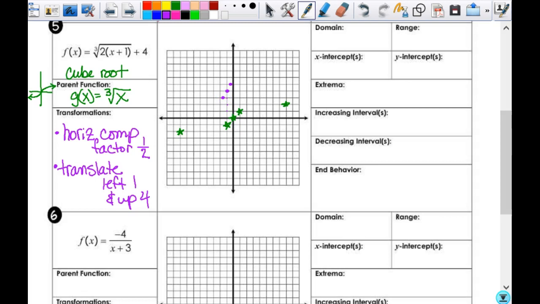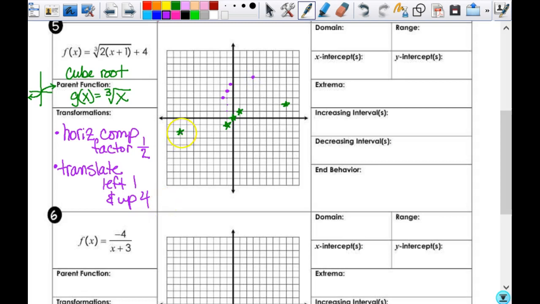Then I'm at 2, right? My horizontal compression, my x value gets multiplied by 1/2. So what's my x value now? 4. So I go to 4. Then from there, I'm going to translate to the left 1 and up 1, 2, 3, 4.